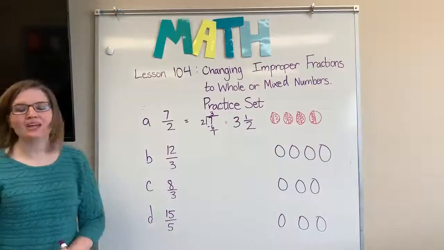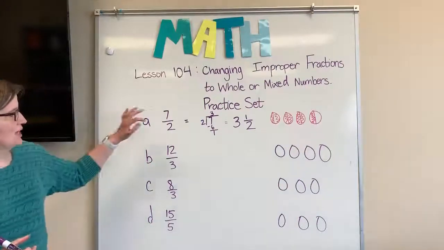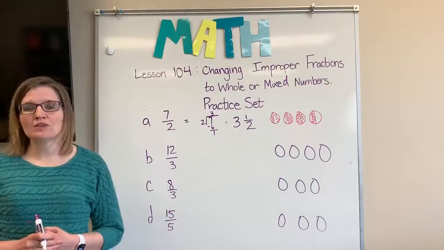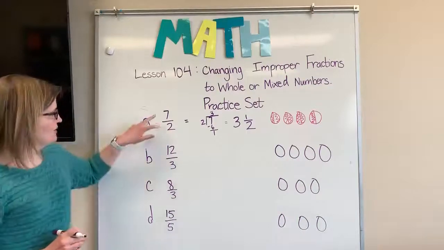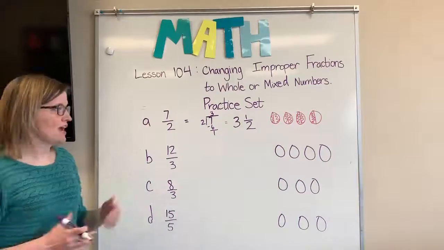Okay, my friends, welcome back to our practice set. They have us taking improper fractions and converting them into mixed numbers. And our first is A, and it's 7 over 2, or 7 halves.